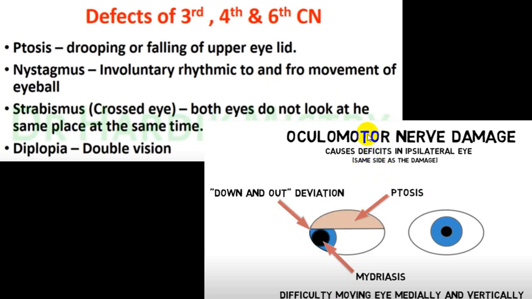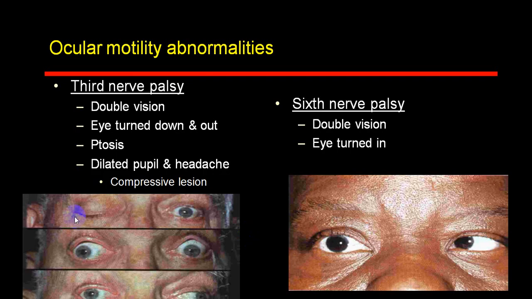See here in oculomotor nerve, it is downwards and outwards, down and out in oculomotor, plus ptosis, plus dilated pupil. So when you get all this together, it is classical third cranial nerve palsy. So third cranial palsy: double vision, eye turned down and out, ptosis, dilated pupil, not reacting to light.